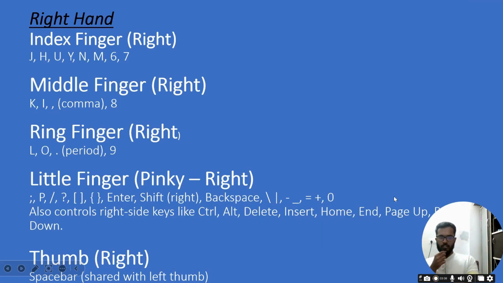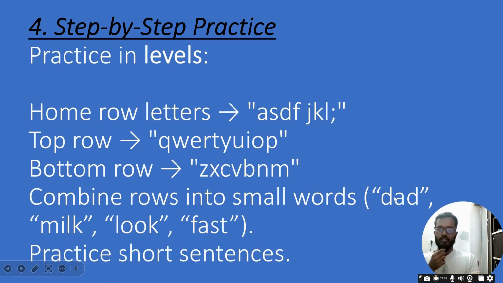Okay. So, step by step practice. You may practice in levels. Whenever you start typing using a keyboard, you will not become a pro and type 30, 40, 50, 60 words per minute immediately. There will be gradual progress. In the first week, you'll come to know which fingers are used for pressing which keys.